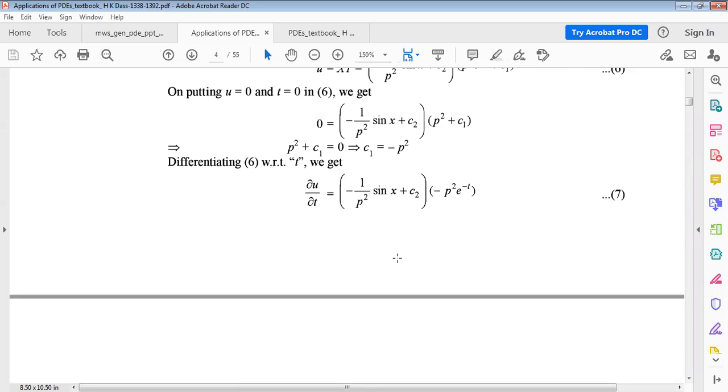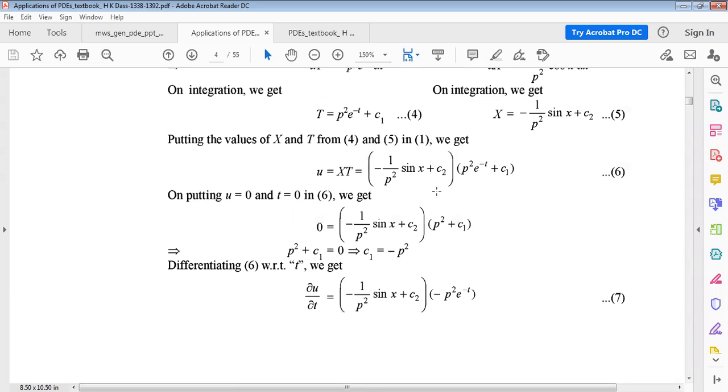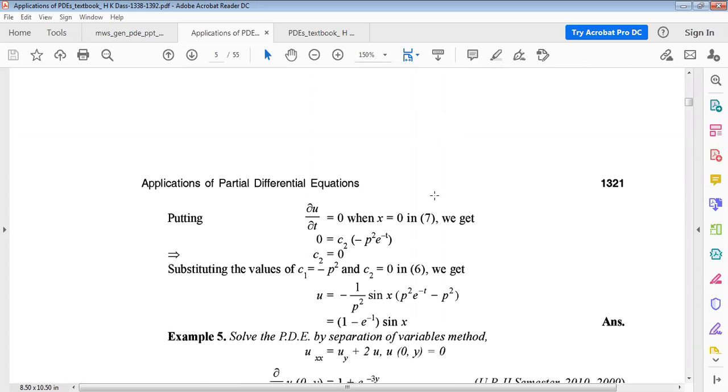Just putting in this solution. This is the solution. Okay. Putting C1 equals to minus p square and C2 equals to what? 0. We get the required solution. This.